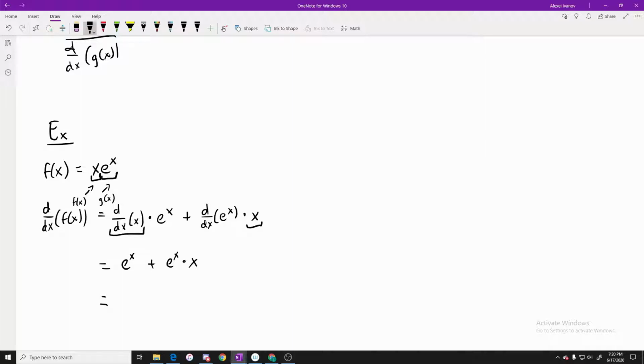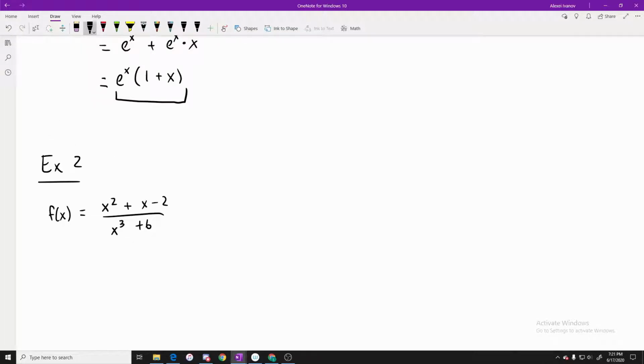So now we can just simplify this a bit further. We can factor out e to the x, and we'll be left with 1 plus x. And there you go. There is the derivative of x times e to the x using product rule. Now let's say we are given a function like this, and we are asked to find the derivative of it.